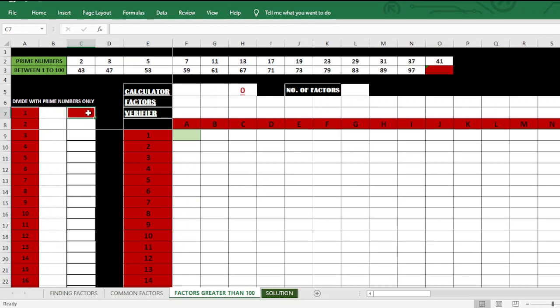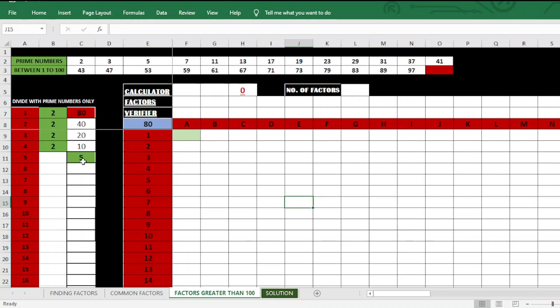So our first number, like I said, is 80. I want to find the prime factors of 80. So let's see. 80 divided by 2 should give us 40. 40 divided by 2 should give us 20. Then 10. And then 5. We can't go anywhere else.